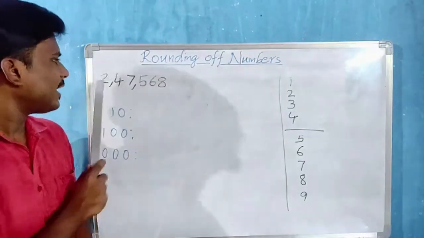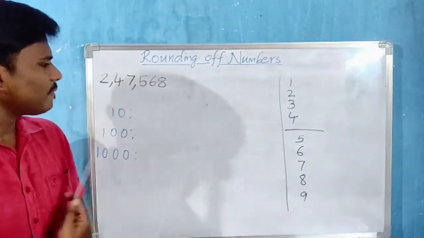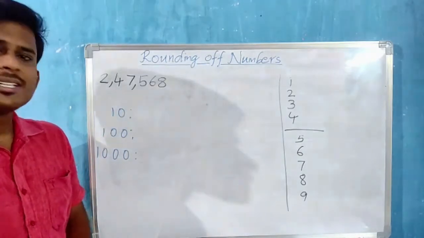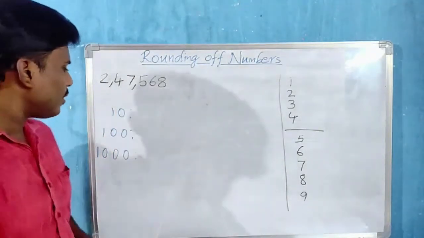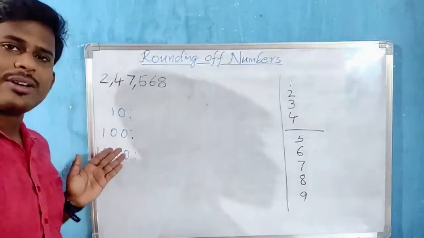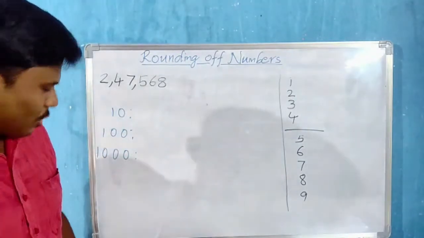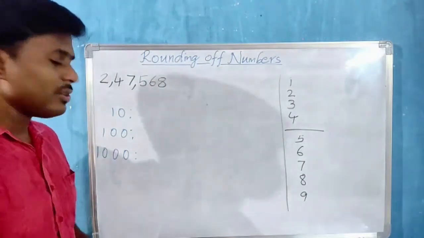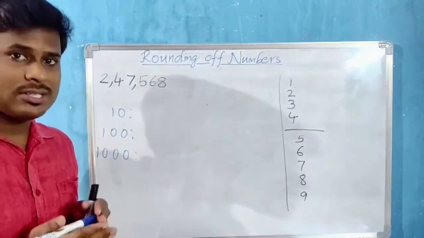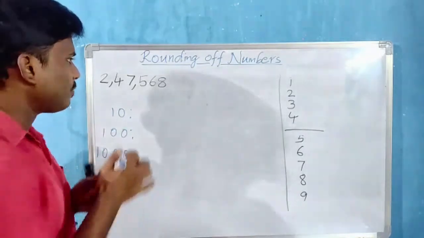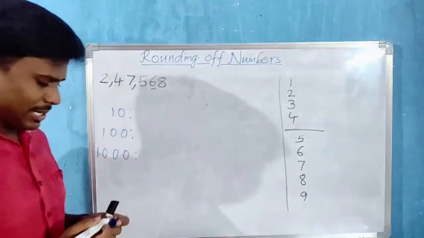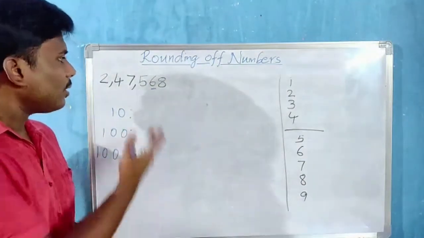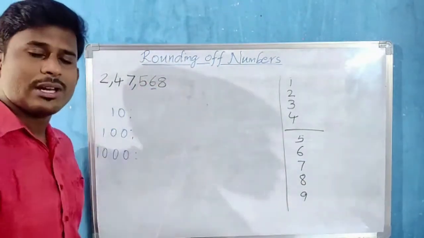So now I have taken a random number like this, 2,47,568. Now let us round off the given number to the nearest tens, hundreds as well as thousands. So first look up the nearest tens. As we are looking for the nearest tens, what will be our rounding digit? Tens means tens place. So tens place is our rounding digit. Now immediate right to the rounding digit. Which digit do we have?